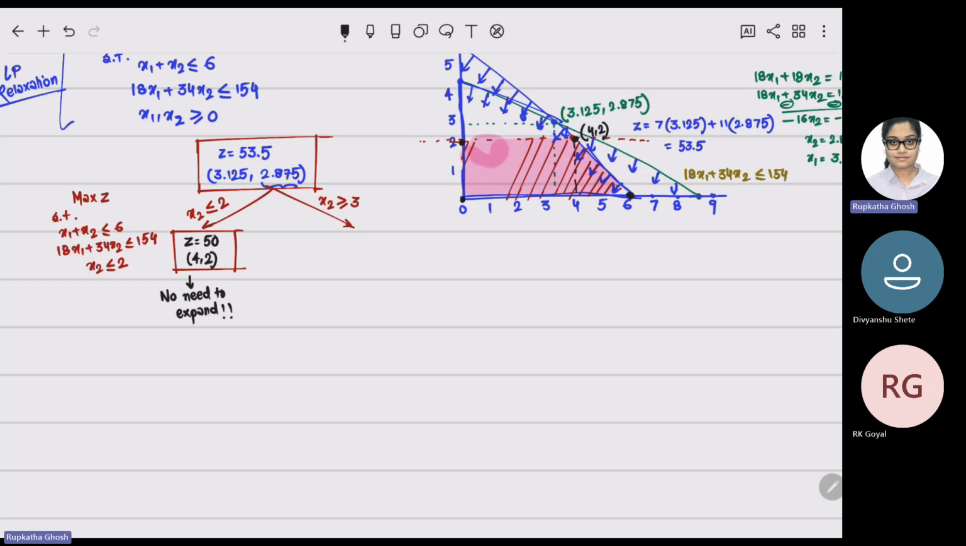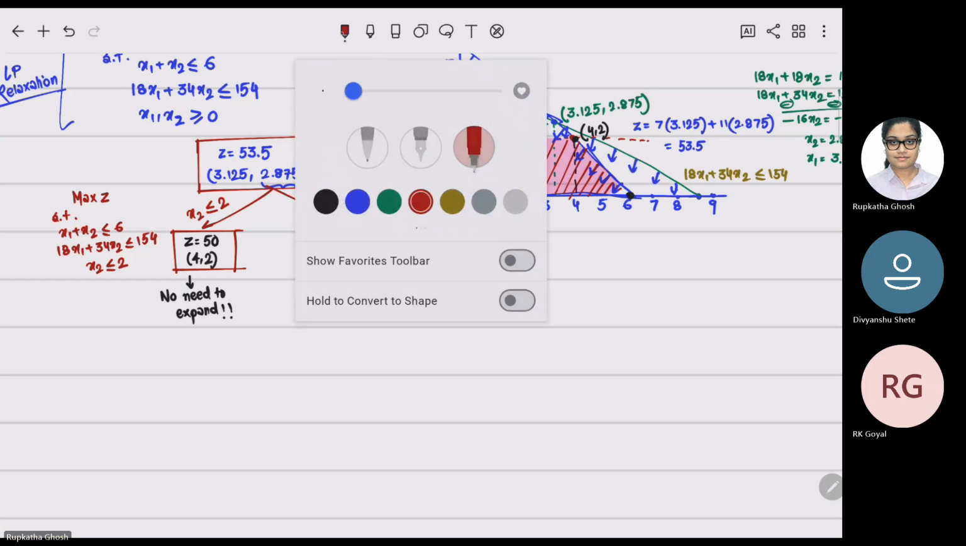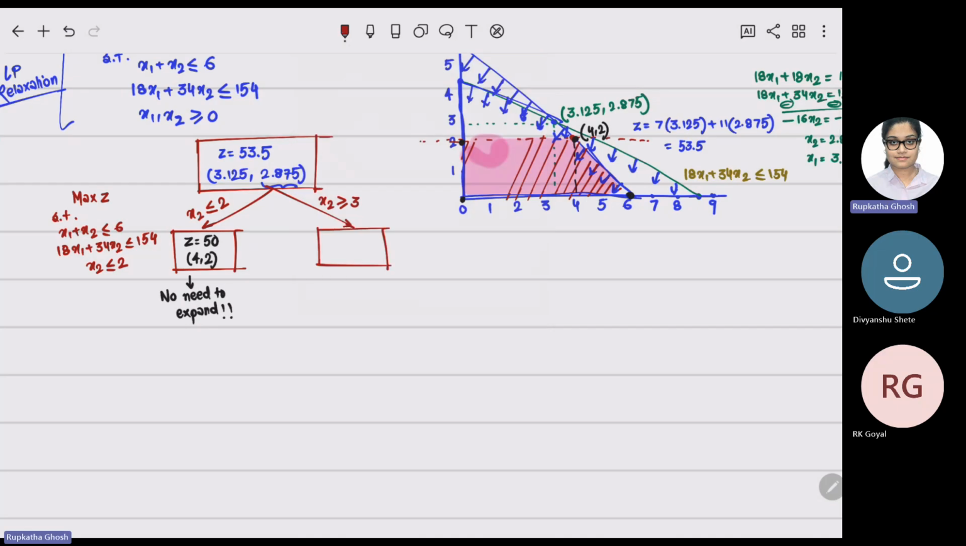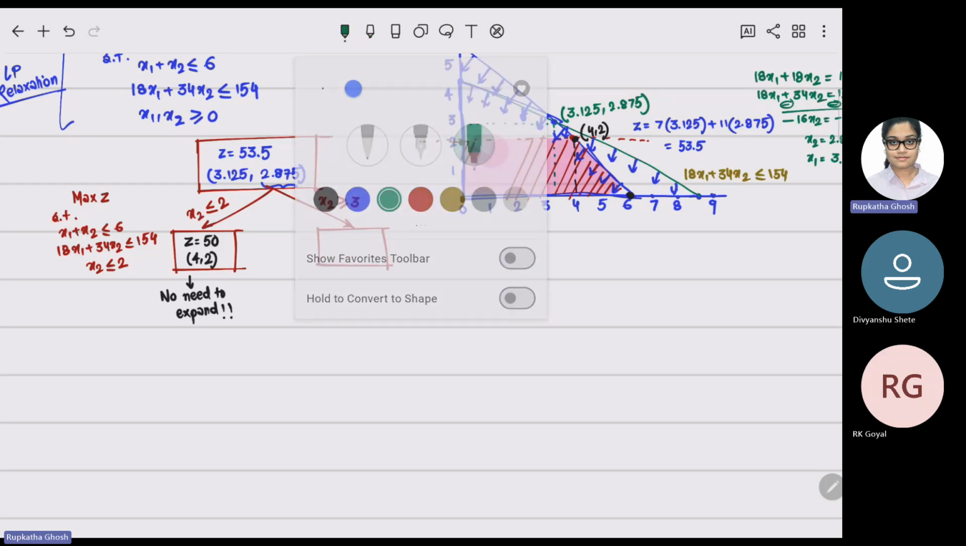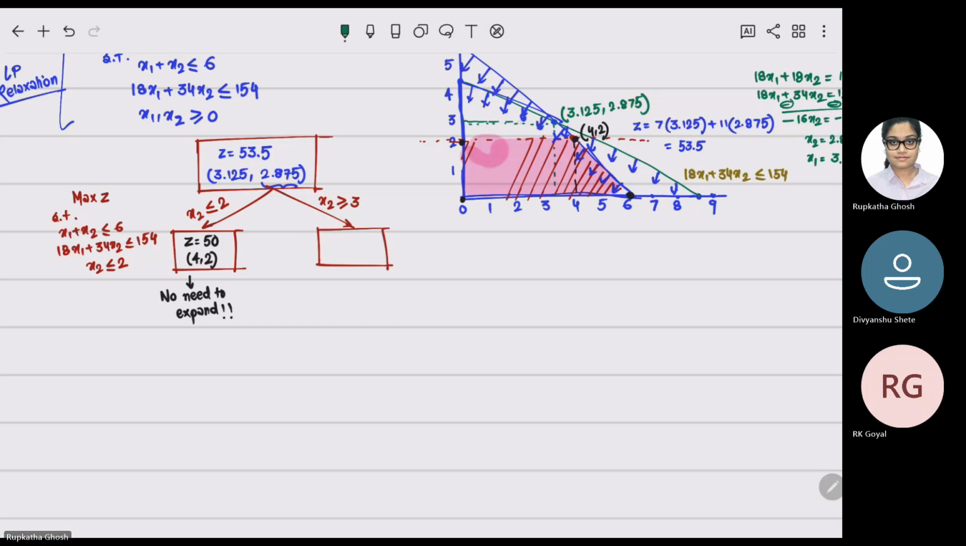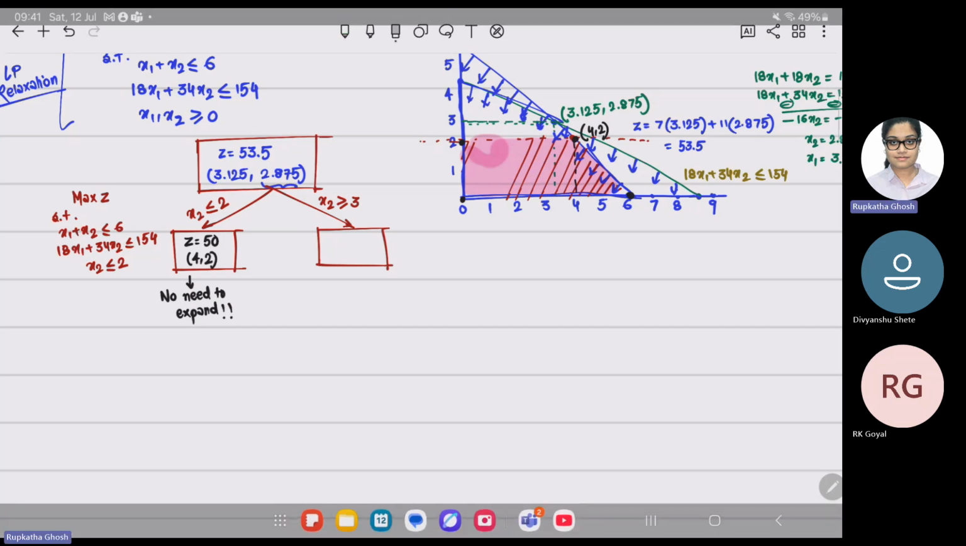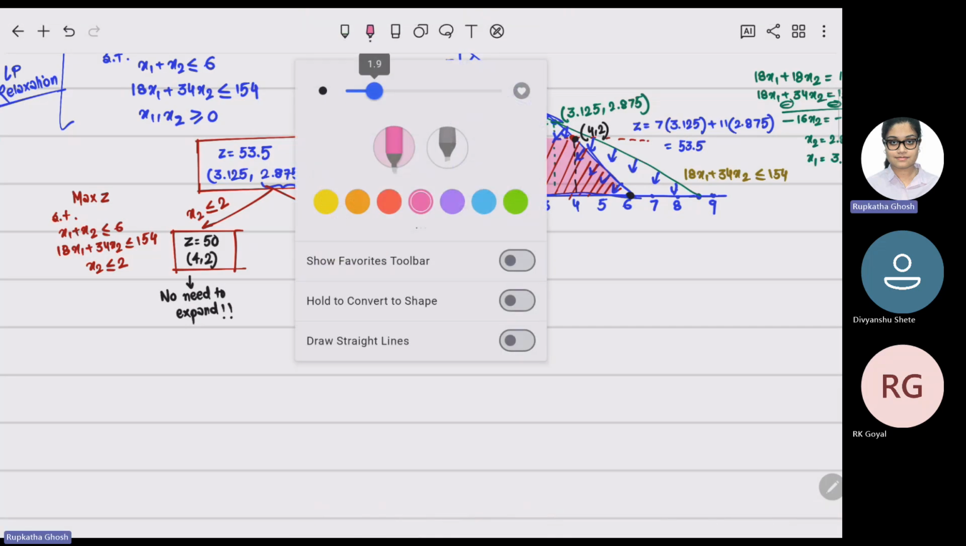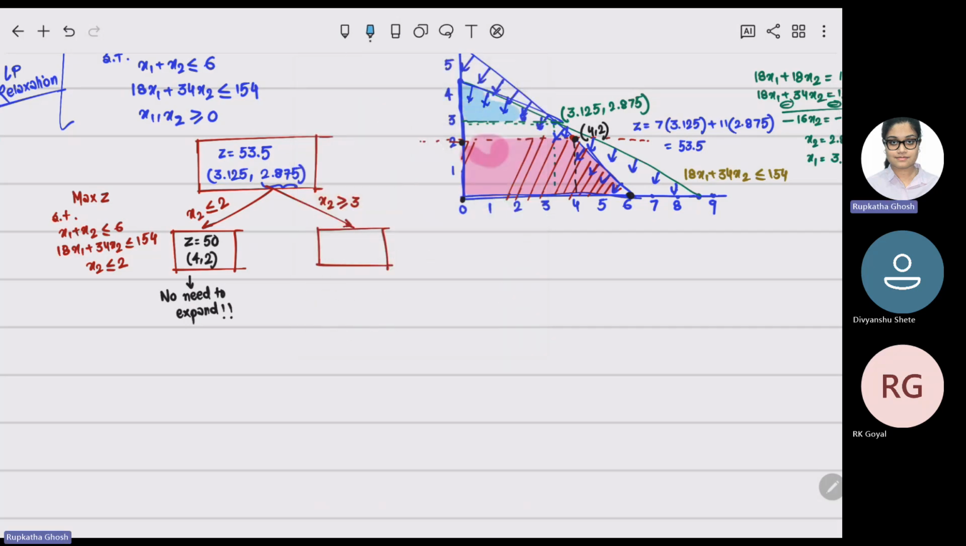But here you still have one. So here is where you will be adding x2 greater than or equal to 3. When x2 becomes greater than or equal to 3, if I do it on the same graph, that means here. So for x2 greater than or equal to 3, this becomes your feasible region, right? This was for x2 less than or equal to 2, and this is for x2 greater than or equal to 3.